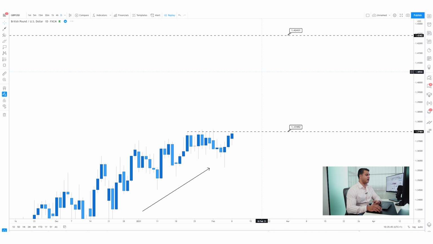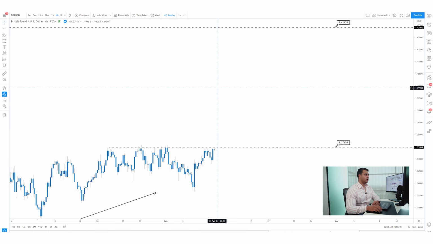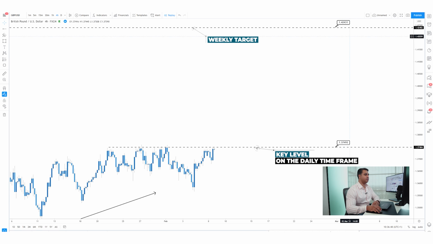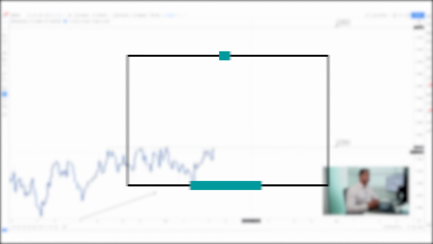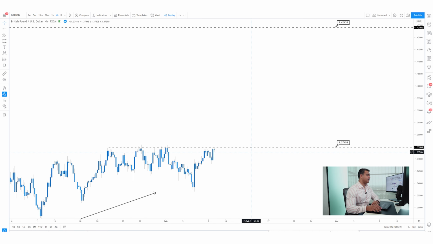Well, let's move over to our entry time frame. So here we're on our entry time frame on pound USD. Now we can see the key level we saw on the daily time frame and our weekly target here at 42.43. What we're going to be looking for here is how to use this box technique in order to help us identify where we should really be placing our stop losses, where price can sit around, pull back, create ranges before violating a true trend. And let's see if we can trail some stop losses here so we can take advantage of really big moves.